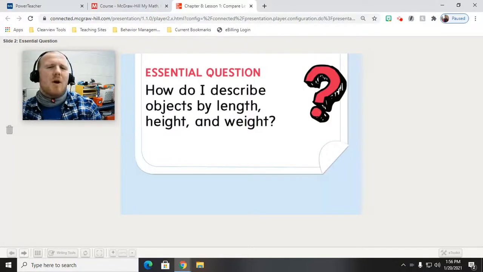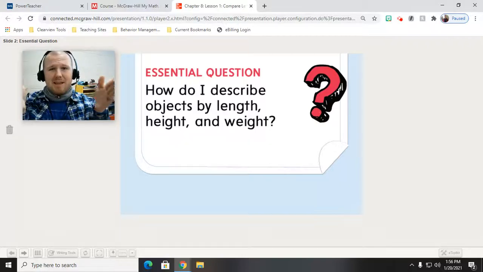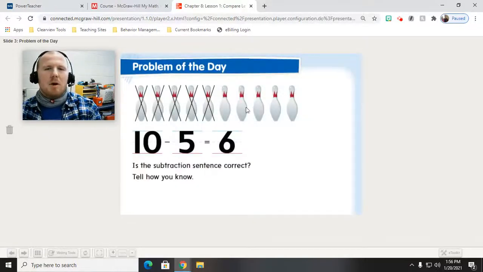Okay. So, how do I describe an object by length, height, and weight? Remember, those are the measurements that we're really honing in on here in kindergarten. So, length, height, and weight. How much something weighs. Anyway, so let's go into the length part.